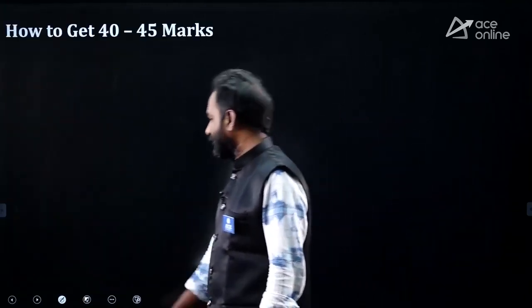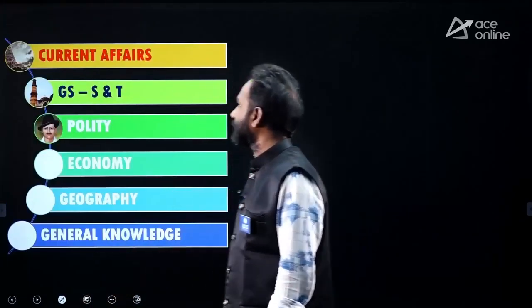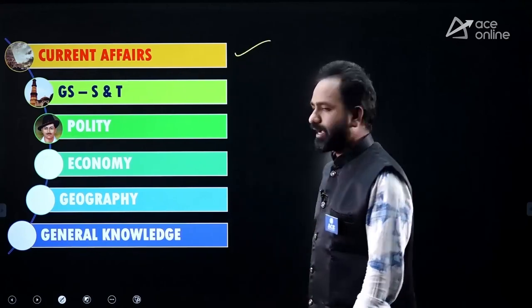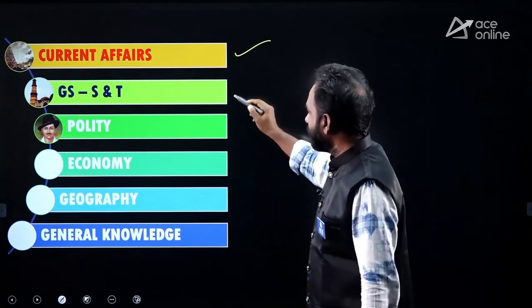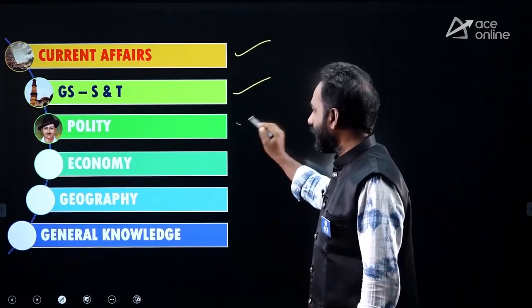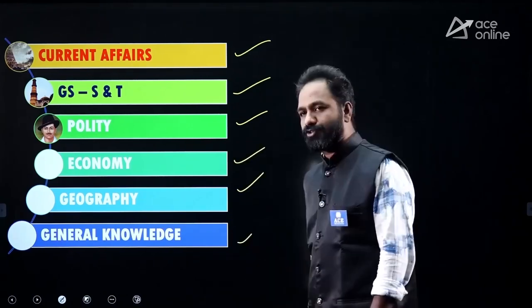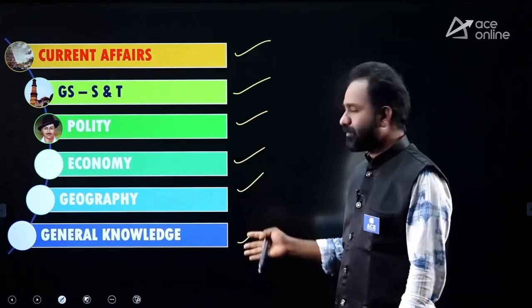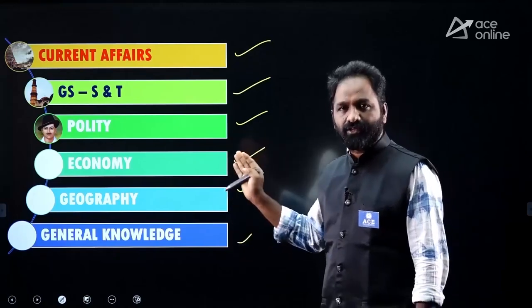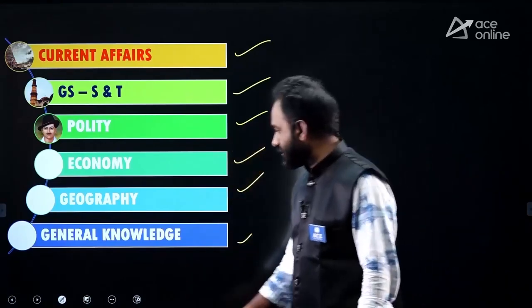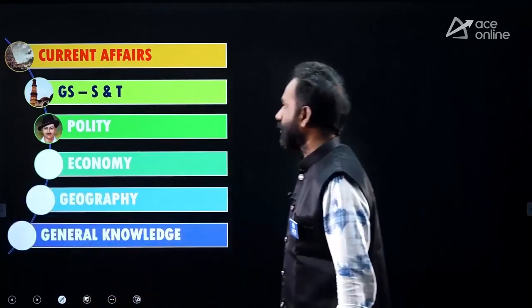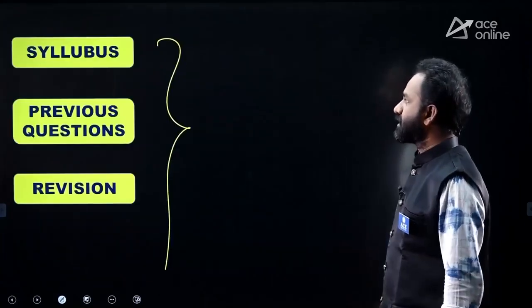Now come back to the syllabus. So the first priority here is current affairs, general science and technology, Indian political system, economy, Indian geography, and general knowledge. These are the main chapters regarding the SSC-JE general awareness. Okay, let's discuss one by one.